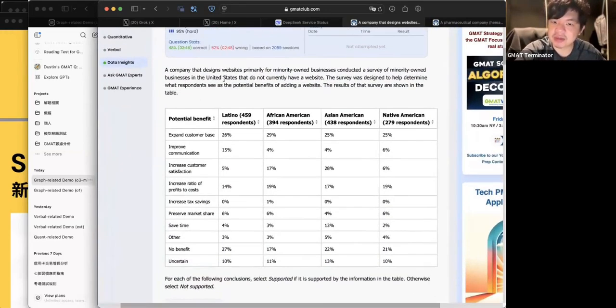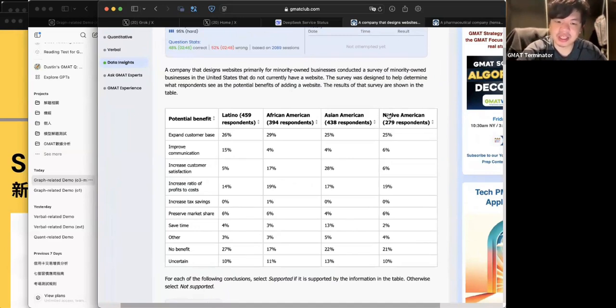The question says that these companies are doing this for those relatively disadvantaged groups, specifically small and medium-sized enterprises. They design websites for those disadvantaged groups. These are people who are running businesses but don't have a website, which is really unfortunate. So they help them by designing websites. And at the same time, they conducted a survey to see how having a website benefits them. There are 4 groups. One is Latino, one is African American, and another is Asian. And the other group is Native Americans.